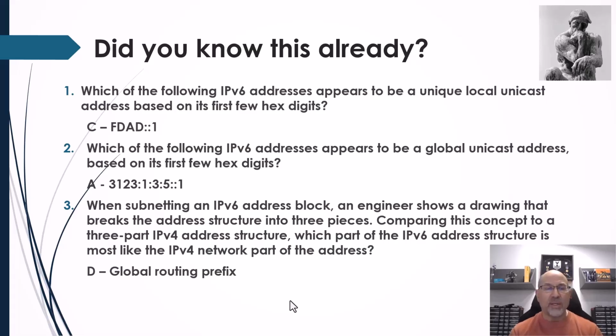Question number 3, when subnetting an IPv6 address block, an engineer shows a diagram or a drawing that breaks the address structure into 3 pieces. Comparing this concept to a 3-part IPv4 address structure, which part of the IPv6 address structure is most like the IPv4 network part of the address? Well, the network was the prefix, and so in IPv6, the answer was D, the global routing prefix.